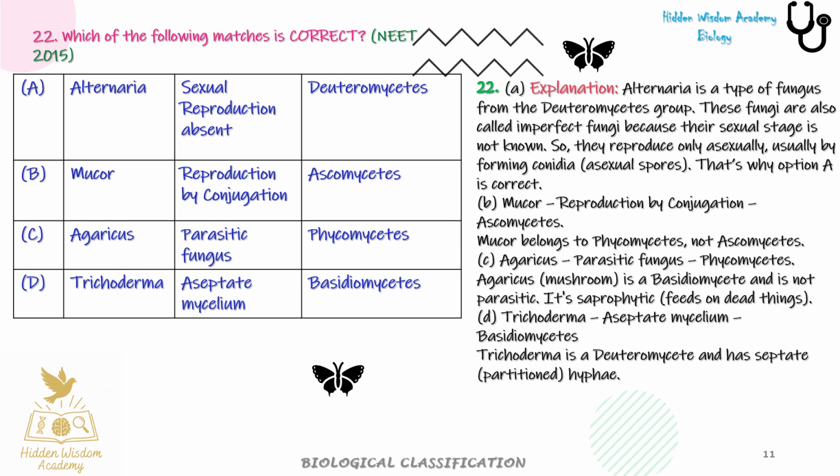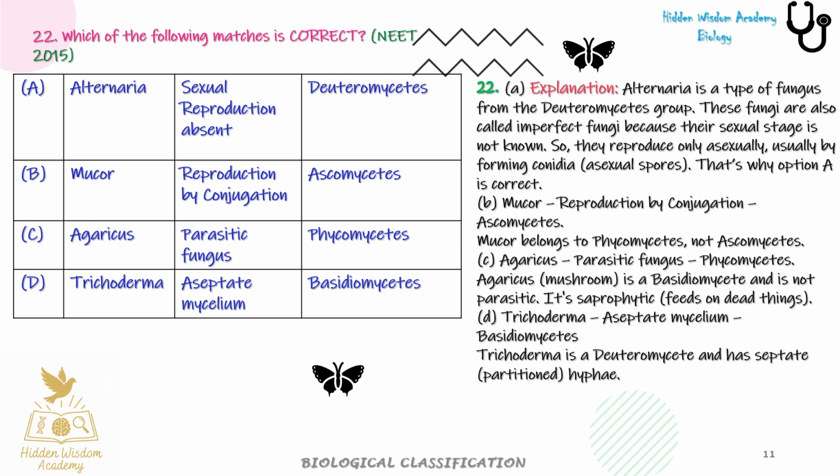Why not others? Because option B, Mucor. Reproduction by conjugation, Ascomycetes. Mucor belongs to Phycomycetes, not Ascomycetes. Option C, Agaricus. Parasitic fungus. Phycomycetes. Agaricus, mushroom, is a basidiomycete and is not parasitic. It's saprophytic, feeds on dead things.